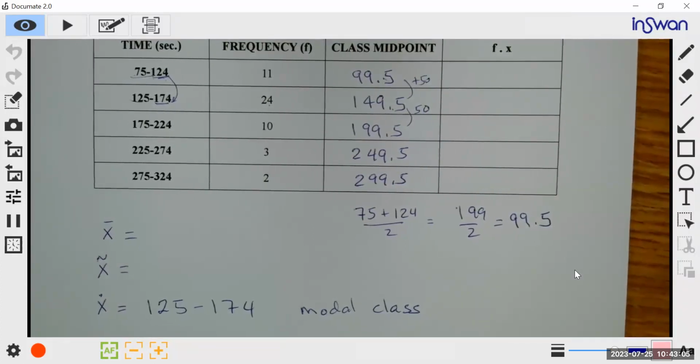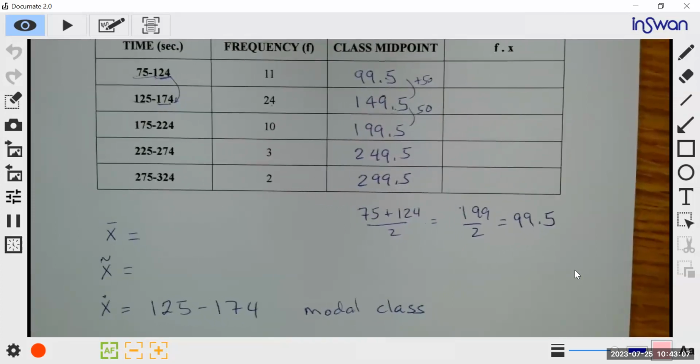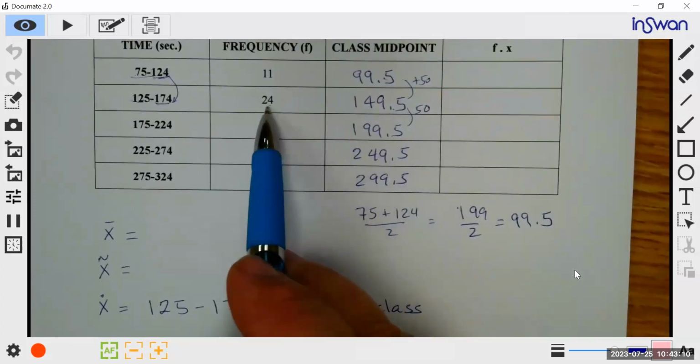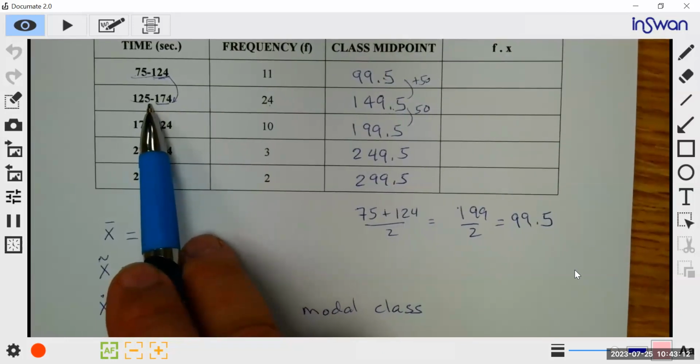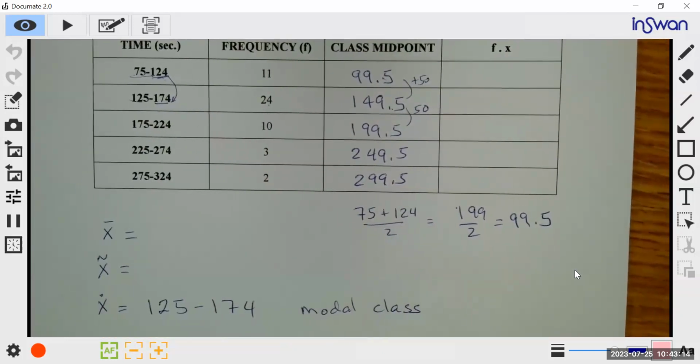No. We're not looking at bimodal. We're just asking which one has the mode. We look for the highest frequency, and it belongs to this. So that's the modal class. That's the mode.